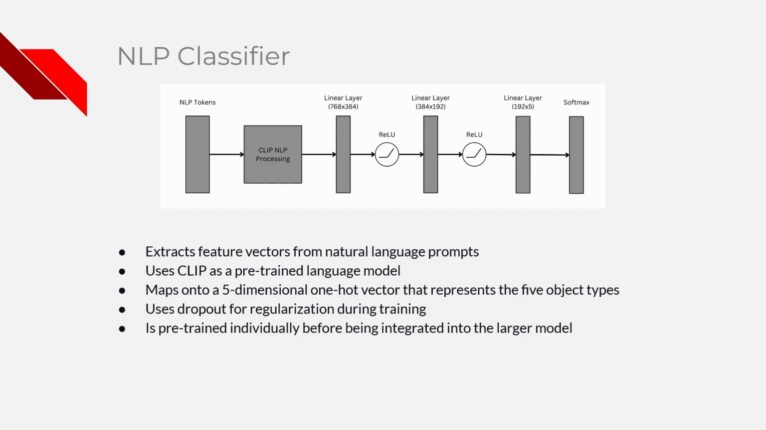NLP classifier. We use the large language model CLIP in conjunction with 3 fully connected layers to extract a 5-dimensional feature vector representing the 5 possible object classes from natural language prompts. This submodule is pre-trained to classify what object type a given prompt belongs to before being integrated into the larger model. During this training, we use dropout for regularization and cross-entropy as a loss function.